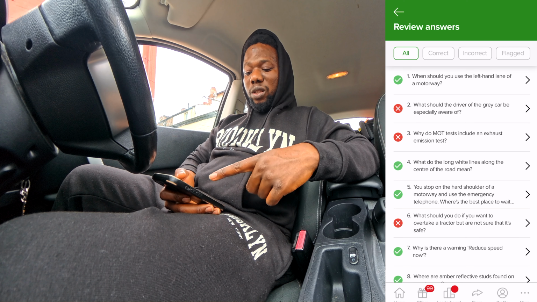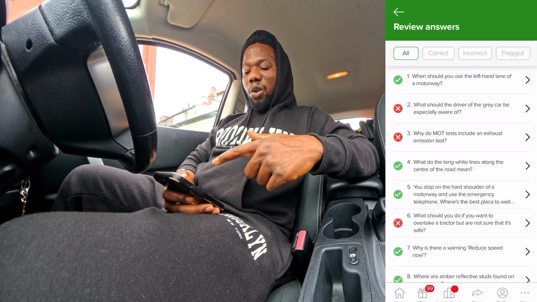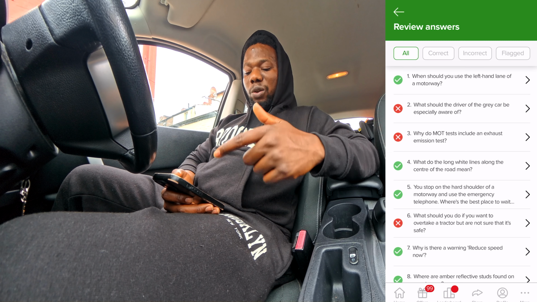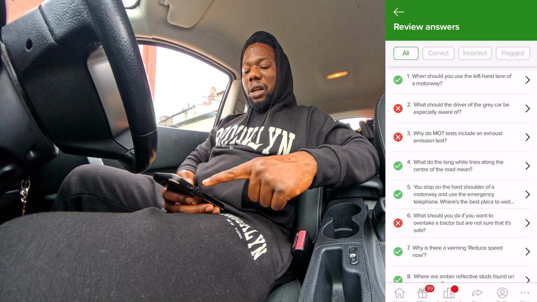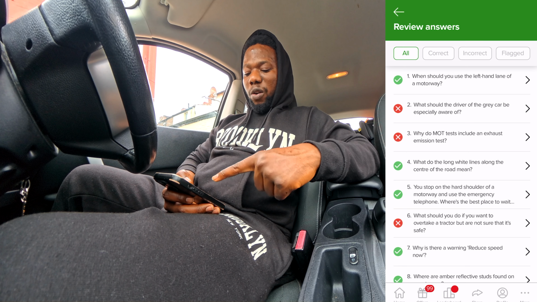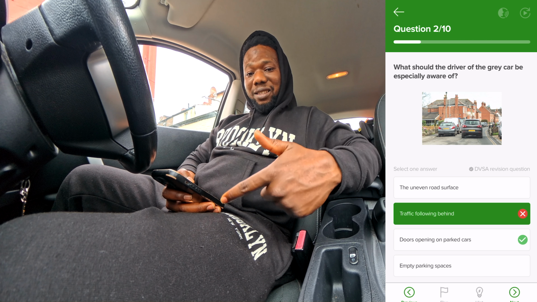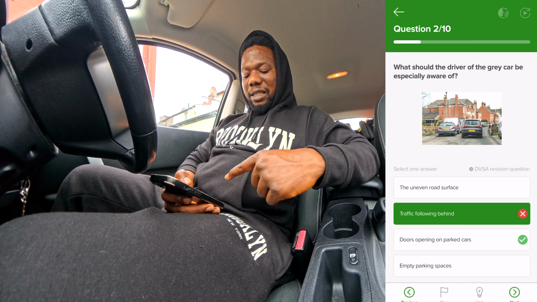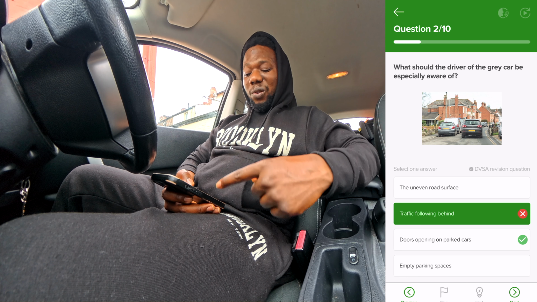You can see the first question that we actually did, we got it right, which is when you should use your left hand lane of the motorway, which is what we got. But the rest of the questions, we just answered them just so I could show you this. The second question, what should the driver of the grey car be especially aware of. I can open this to see what I chose and what the correct answer is supposed to be. I chose traffic following behind, but the correct answer is door opening on parked cars. So that is the correct answer.